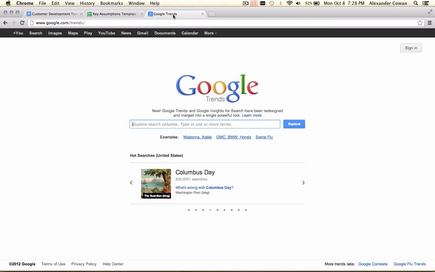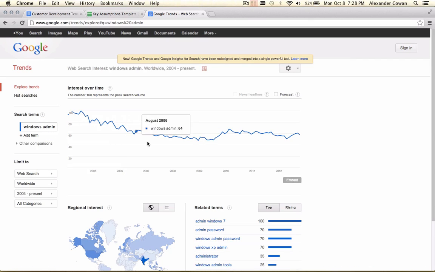So if we go to Google Trends, for example, which is just google.com/trends, if we search for Windows admin, we see declining, probably because people are searching for more specific things, but relatively consistent demand for that search term. This scale from 0 to 100 is a relative scale, meaning that 100 is the most searches that ever happened, and then everything's scaled against that. This does not tell you the absolute amount of searches that were done, although there's a few signals you can look at to try and get a sense of the magnitude.